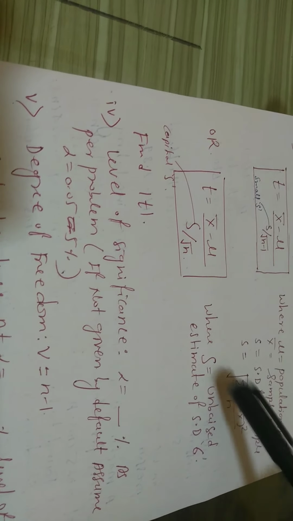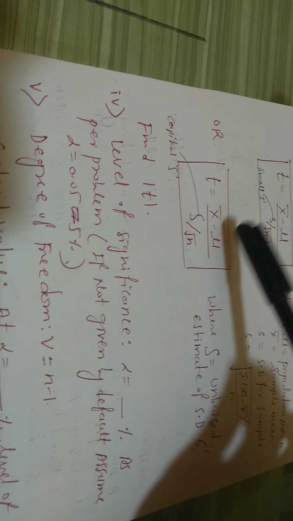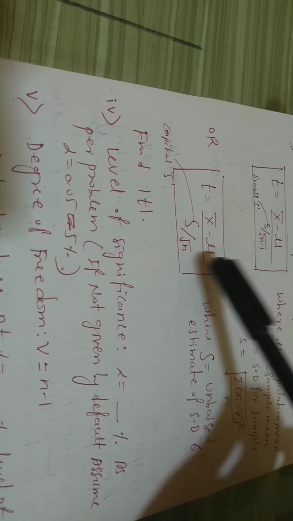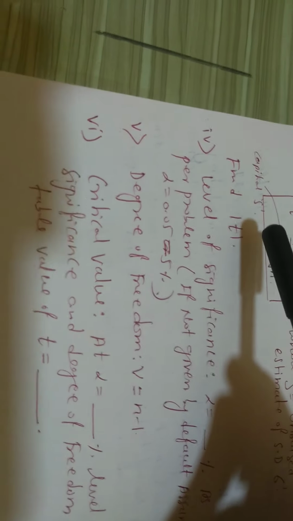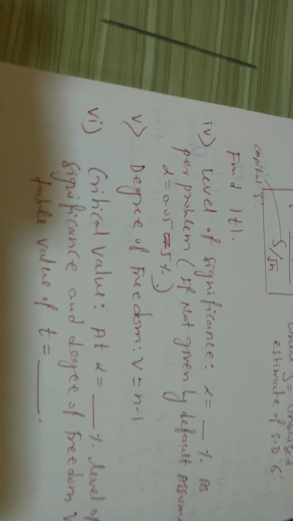If this word is given in the problem, that means capital S is given, and in this case our t formula is x bar minus mu, upon capital S divided by root n, here it is n. So this difference we have to check in a problem. Then find the mod t, meaning calculate the value, whether positive or negative, and then take its mod t, which is always positive.